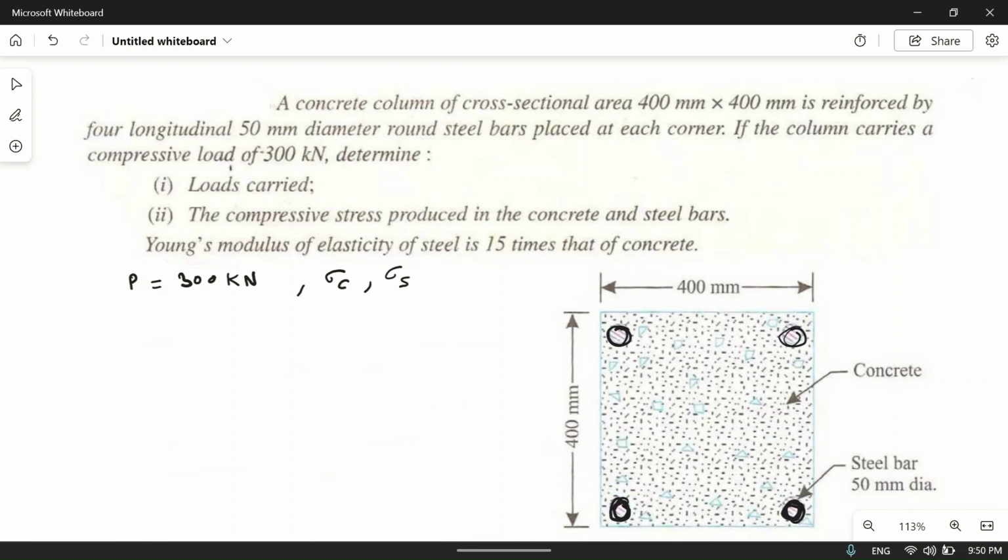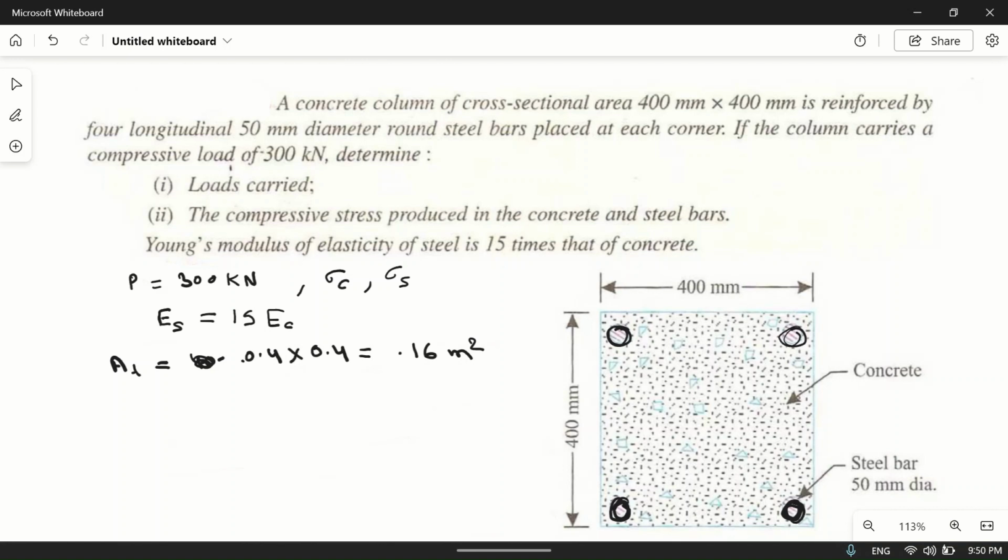Young's modulus of elasticity of steel is 15 times that of concrete. So E for steel is 15 times EC. First of all, we will calculate the areas. Total area: this is 400 mm, so it will be 0.4 meter. So 0.4 into 0.4 is equal to 0.16 meter square.